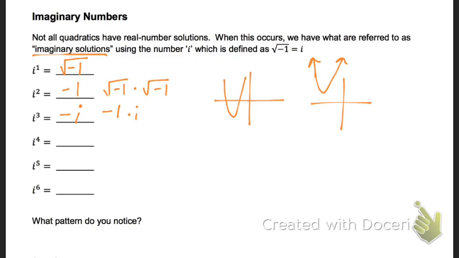I know you're like, what is happening? -1 times i is just -i. Then i to the fourth is like saying i squared times i squared. So that's like saying -1 times -1, which is just positive 1.